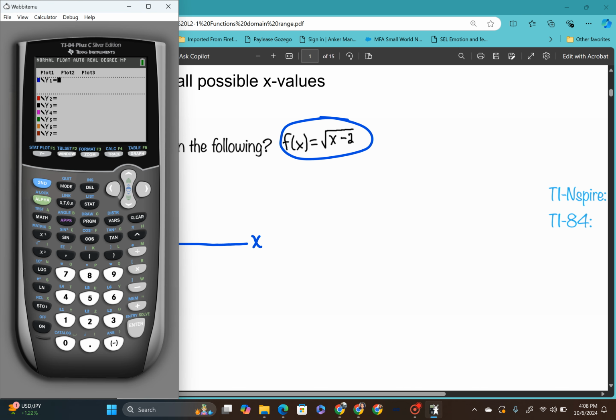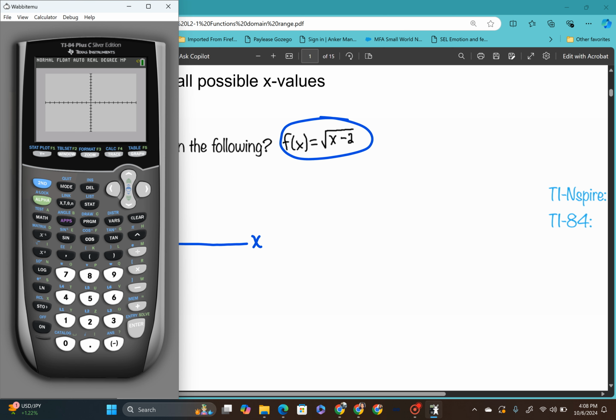So let me put that in. Square root, second x squared, and I'm going to do x minus 2. And now I'm going to hit graph. So my graph is going to look a little weird because it's not zoomed properly. So let's just put it back to default zoom. Zoom 6 is standard, so I'm going to press zoom 6.